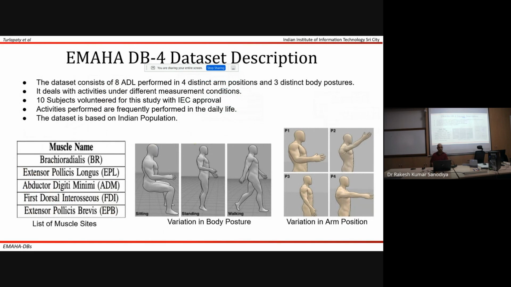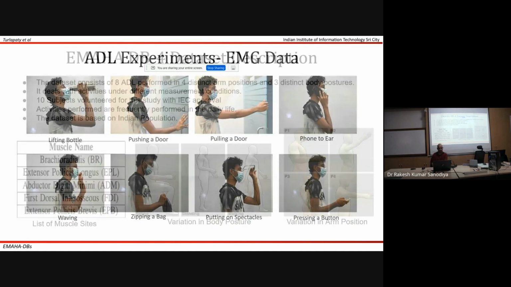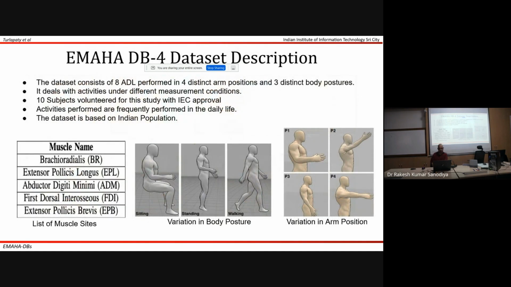Again, the description of the data set: we have 8 different activities within 12 different combinations of body and arm positions, and 10 subjects volunteered in this data collection. For data collection, for any activity involving human beings, clearance from the ethics committee of the institution is required. We applied for that and received the clearance. One important aspect of our data set is that it is completely for the Indian population, because the subjects are all from here. There are very few such data sets available in the open databases, so our database is extensively available for the Indian population.